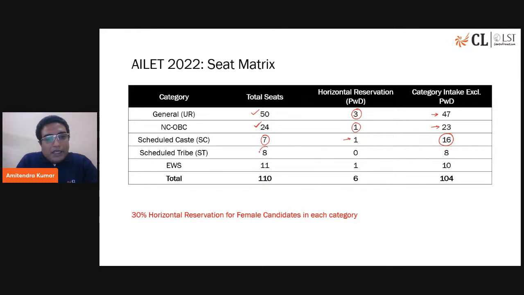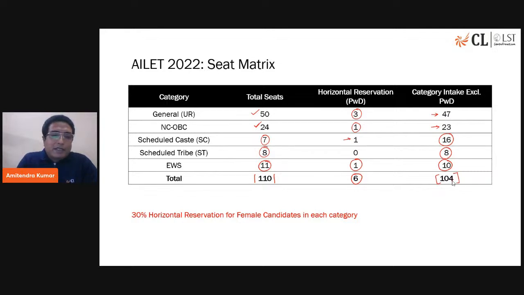In the ST category, a total of 8 seats are there. No horizontal reservation for PWD, which means a total of 8 here in the category. And for economically weaker section, 11 seats will be there, out of which one will be horizontally reserved for students from PWD category and 10 will be out of that. So a total of 110 seats, if we talk about the Indian nationals, out of which 6 of them go into horizontal reservation, which is around 5%, and for the PWD category, the remaining 104 remain within the categories itself.